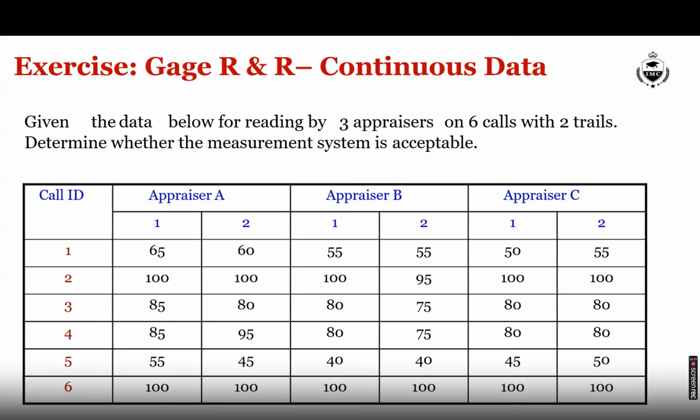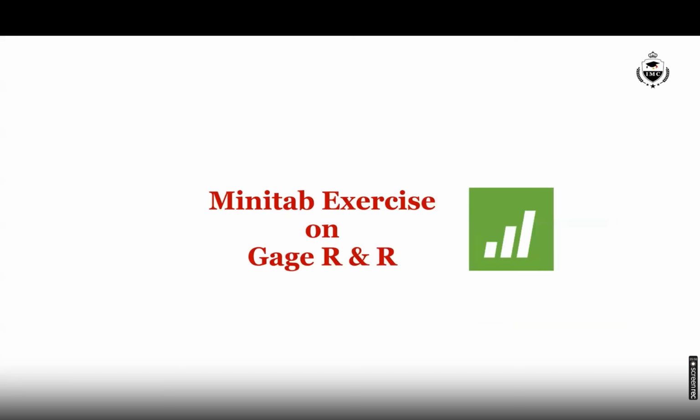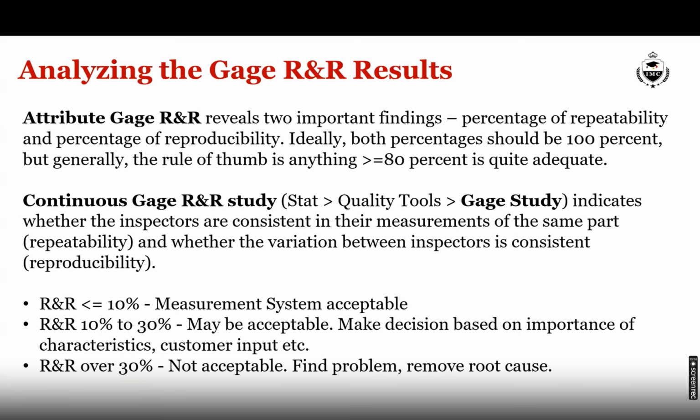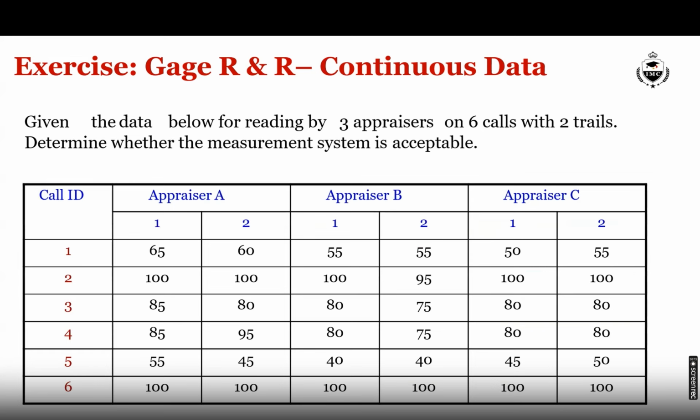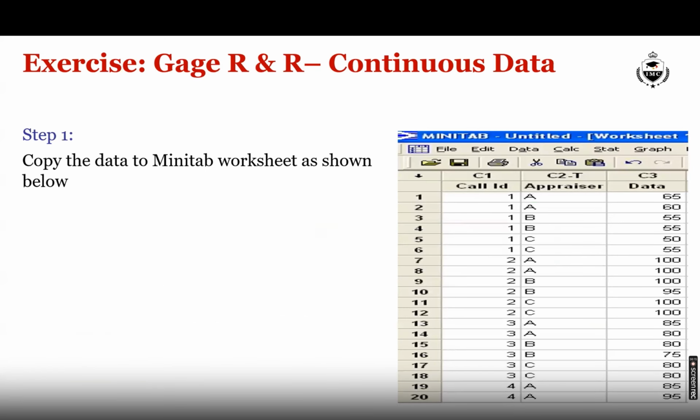And the acceptable limit I have already discussed. For discrete data, it should be 80% or more. And for continuous data, it should be less than or equal to 10%, which is excellent. 10 to 30% is marginal, where we have to take a call. And greater than 30% is non-acceptable. So this is one example we are doing.